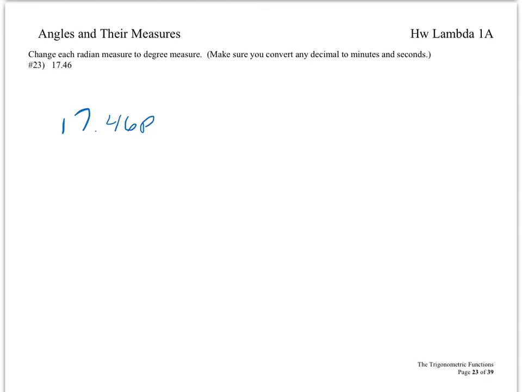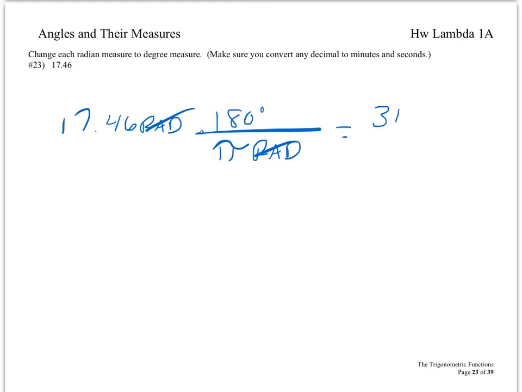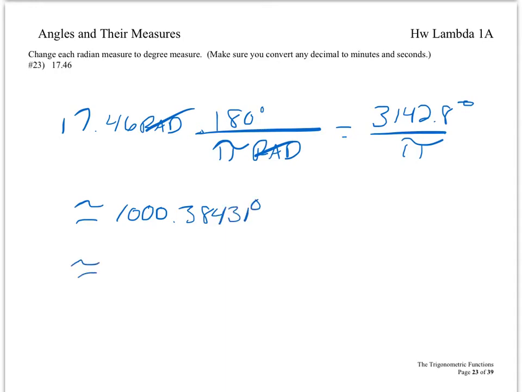Supposed to convert 17.64 radians into degrees, so we're going to multiply this by 180 degrees over pi radians. Radians cancel. 17.46 times 180 is 3,142.8 degrees over pi. Putting that into a calculator, we get approximately 1,000.38431 degrees. The directions: convert any decimals to minutes and seconds.